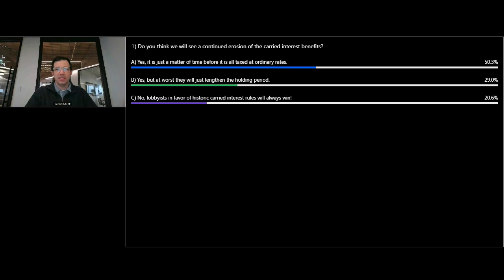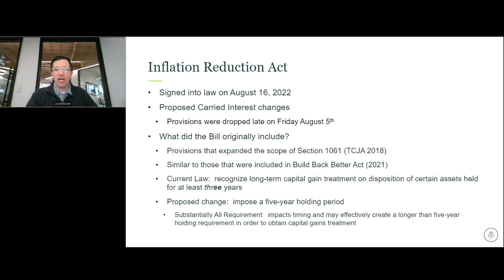All right, so let's talk about the Inflation Reduction Act. This was signed into law back in August of this year, so about 4.5 months ago. And before we talk about the actual language in the signed bill, really what I want to focus on is more what was almost in the bill, because that's really the most important part for this group.